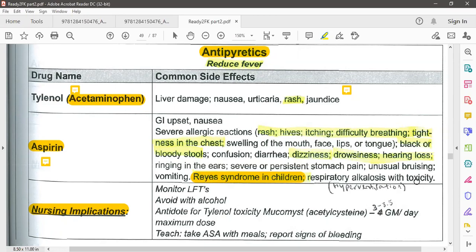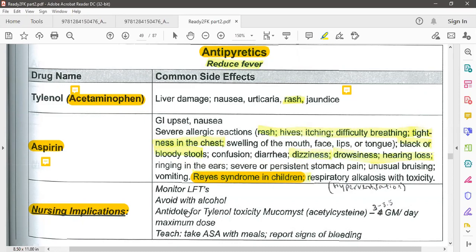So what are the nursing implementations or interventions? If your patient needs acetaminophen or aspirin for a long time, it is good to monitor the liver function test, LFT. LFT stands for liver function test. So it is good to educate your patient to avoid alcohol with aspirin.